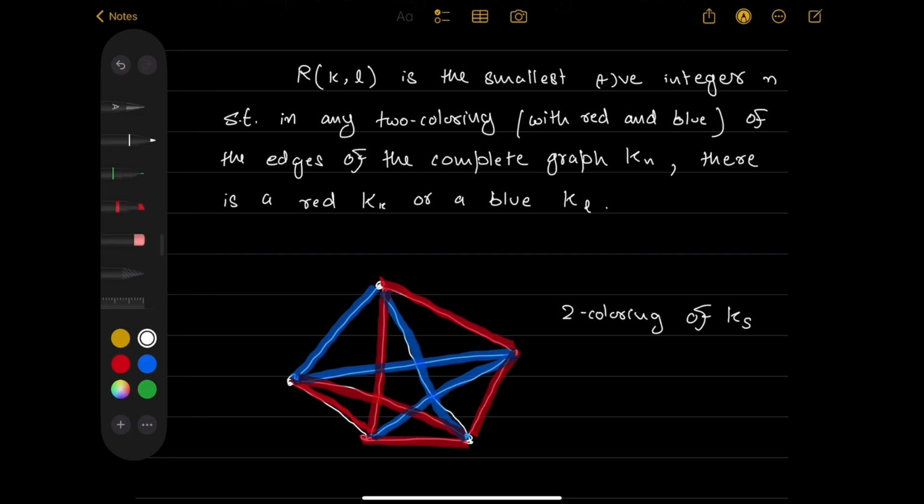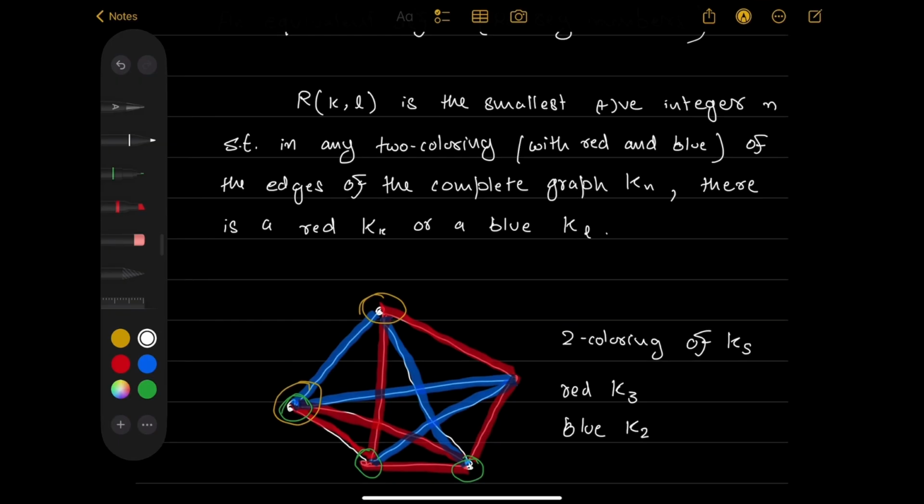Here you can see that you see this vertex, and this vertex. So basically there is a red K3 in this K5. But what about blue? We do not have a blue K3, but we have a blue K2. You just take this one and this one, so that will be a blue K2.